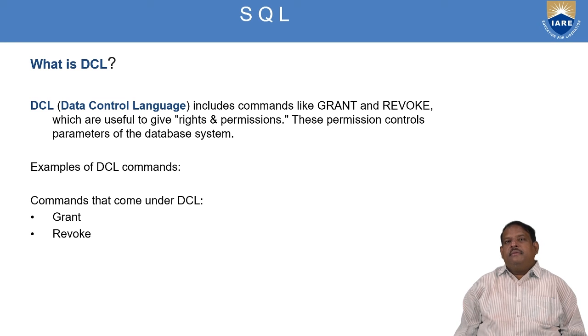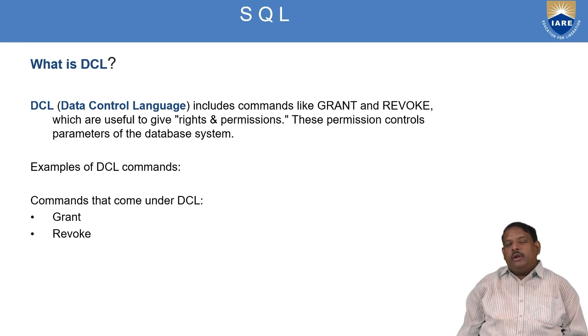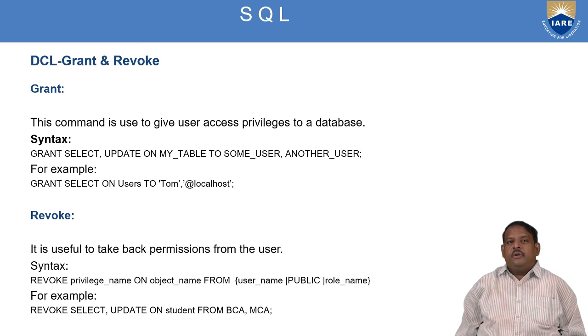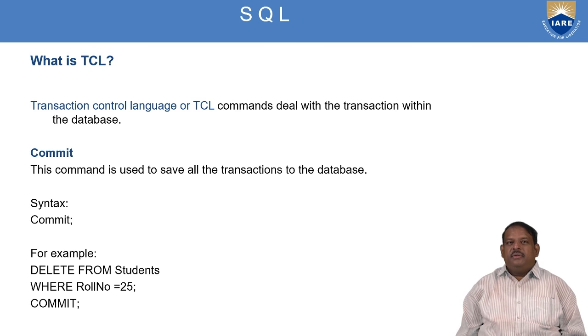And the data control language includes commands like grant and revoke, which are useful to give rights and permissions. These permissions control the parameters of the data system. Suppose I grant some rights to you, only you can see it. And if I want to undo it, I can use revoke. So these are the commands used to give permissions and revoke them.